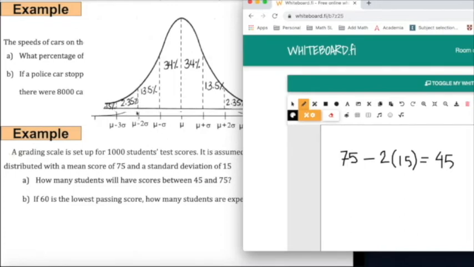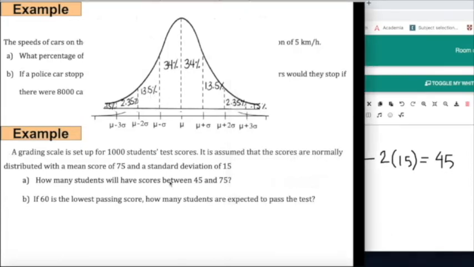So the question wants the number of students between 45, minus 2 standard deviations away from the mean, and 75, which is the mean itself. So the question is asking for this part here, which is equal to 13.5% plus 34%, which is equal to 47.5%.